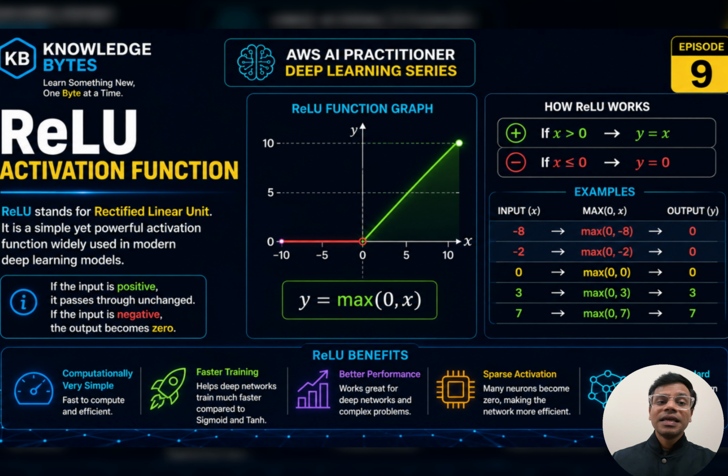For example, input 5 gives an output of 5, because it keeps positive values as they are. If the input is 0, it stays 0. If the input is 10, the output is 10. If the input is negative, let's take -3, then the output is 0. This simple rule makes ReLU very powerful. It is easy to compute, fast to train, and works very well in deeper neural networks.